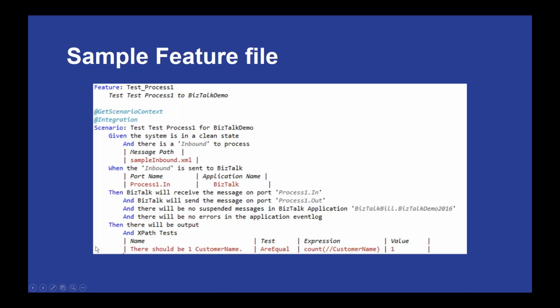Now, something I've just added recently is there will be output. So that makes sure that there's a file. And then it allows me to use XPath to see if I've got a customer name field in that output. So I'm able to actually go in there and look at the output and do some checking of it, whether it mapped correctly and things like that. So let's go to the next one.